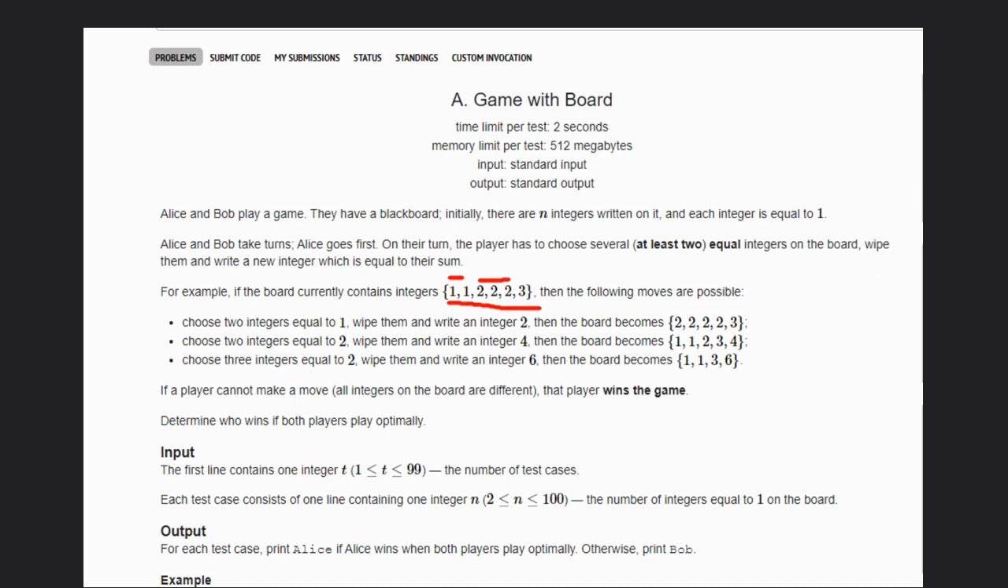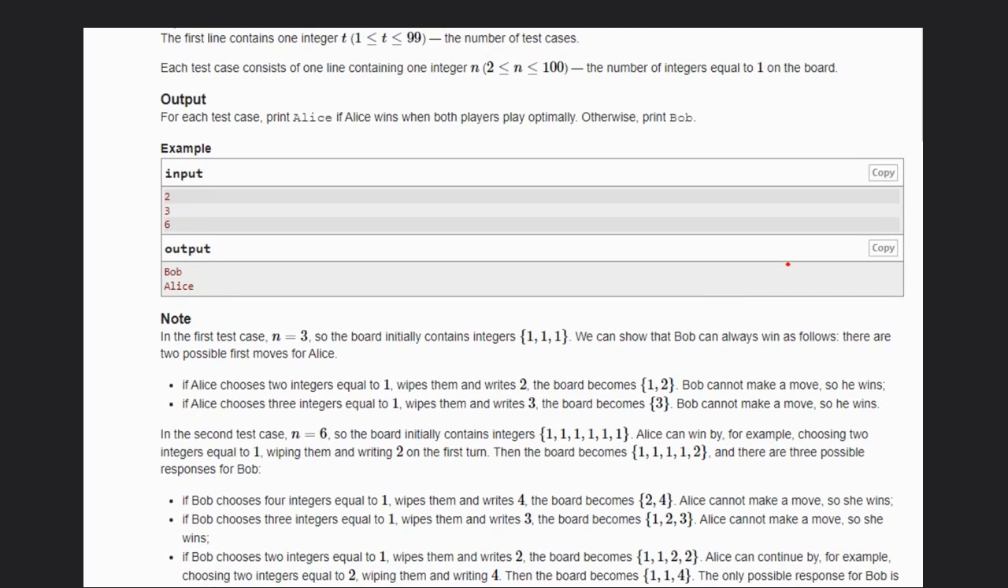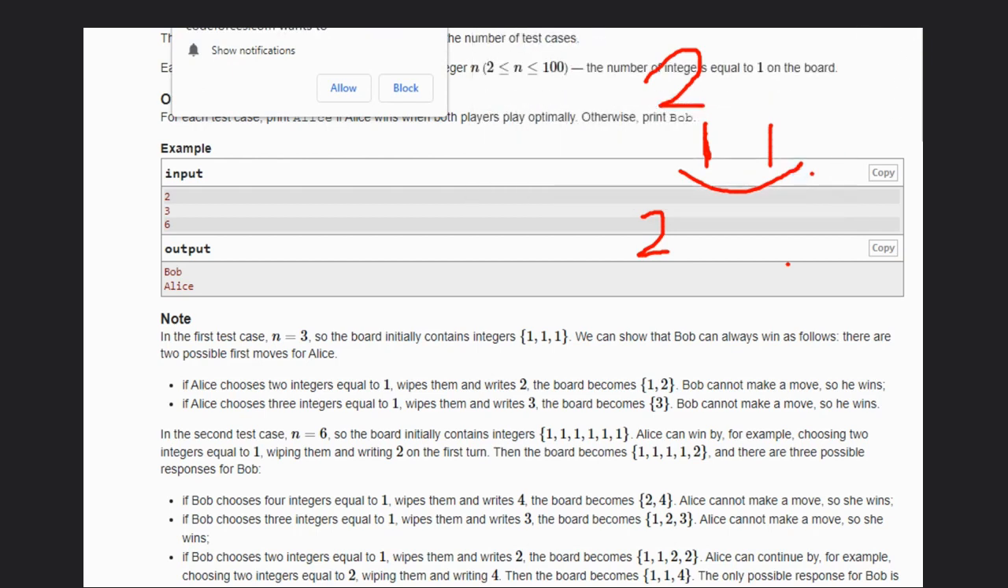Let's say initially you have two numbers only, 1 and 1. Alice has a chance. Alice can choose these two, so she can write 2. But now Bob has no chance, so Bob will win definitely here.